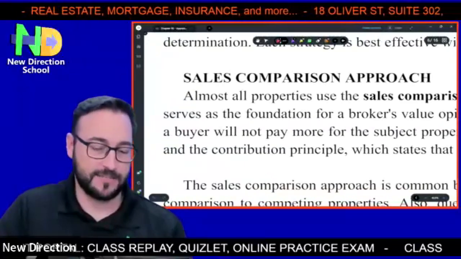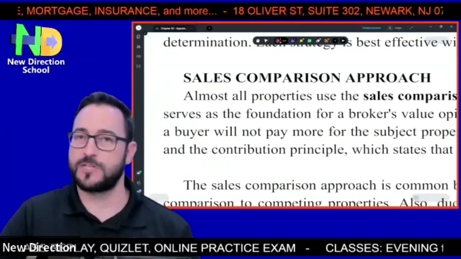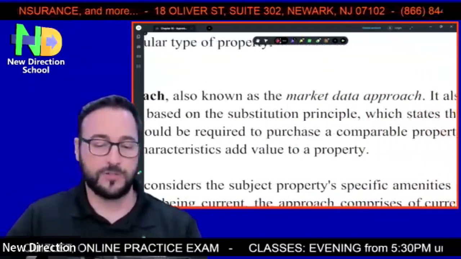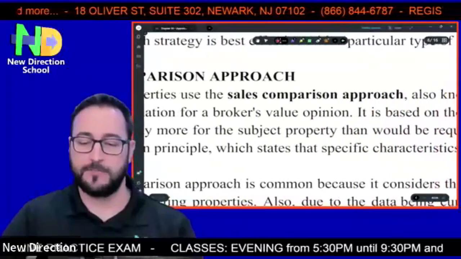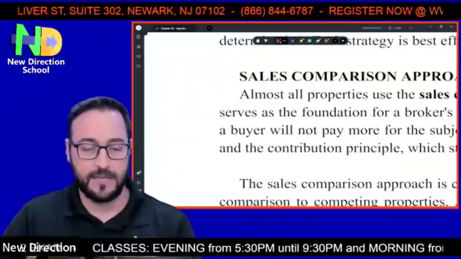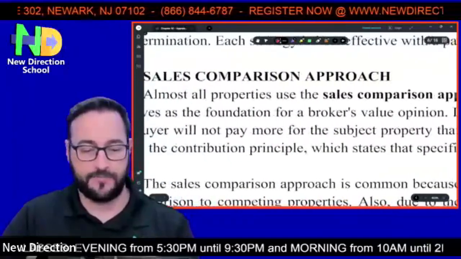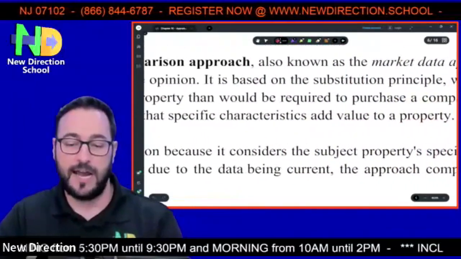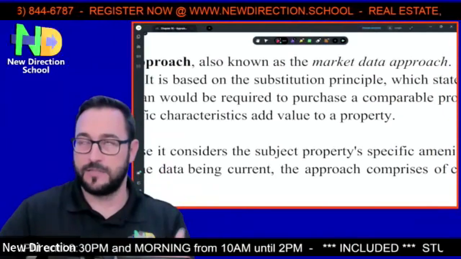The first one is the sales comparison approach. Almost all properties use the sales comparison approach, also known as the market data approach, and this is the most common use. It also serves as a foundation for the brokerage value opinion, or even the CMAs. It is based on the substitution principle, which states that a buyer will not pay more for a subject property than would be required to purchase a comparable property, like we said before. And the contribution principle, which states that specific characteristics add value to the property.